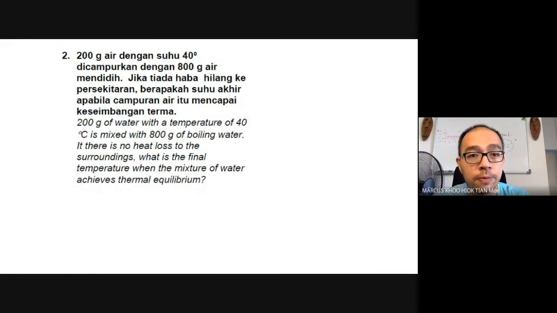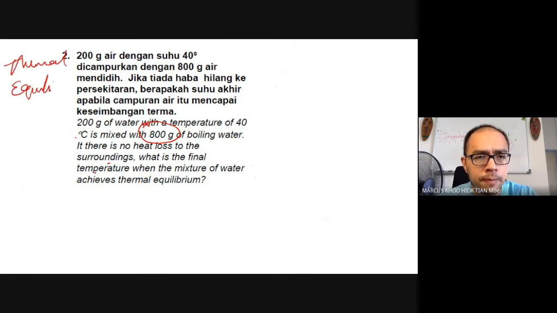Question number 2. 200 grams of water with a temperature of 40 degrees Celsius is mixed with 800 grams of boiling water. If there is no heat loss to the surroundings, what is the final temperature when the mixture of water achieves thermal equilibrium? This is a thermal equilibrium situation. So write down here, thermal equilibrium situation.